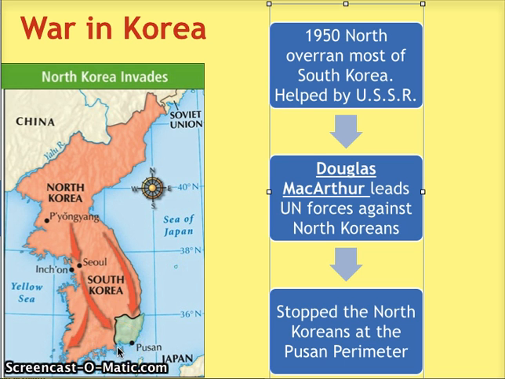Americans do respond. What ends up happening is the UN gets involved, and the UN starts to support South Korea with lots of troops. And the troops' leader is Douglas MacArthur.